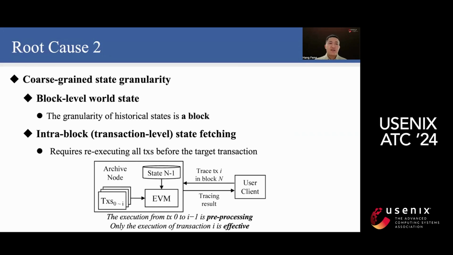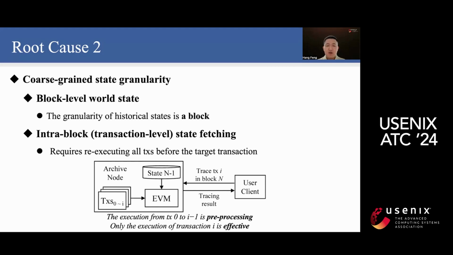The second root cause of the problems is a coarse-grained state granularity. Current Ethereum has block-level historical states. However, these coarse-grained block-level historical states introduce much computation overhead when accessing the state at a transaction with a high position in the block. For example, if you want to trace transaction I in block N, the archive node requires executing all transactions from 0 to I in block N to recover the target world state and produce the result.